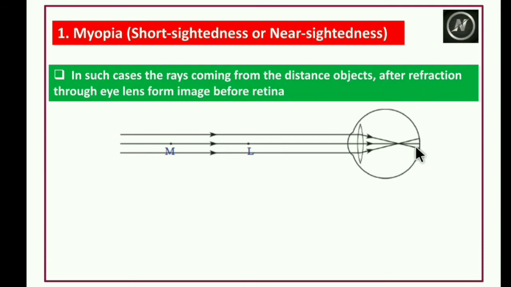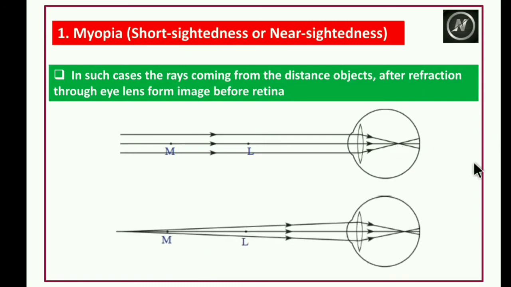But in this case, for the person suffering with myopia, the light rays coming from far distance, after refraction, form the image before the retina. If you observe this, the image forms before the retina. Okay? And let us see one more image. In this, M represents the far point. So the rays which are coming from beyond the far point, after refraction, form the image before the retina.